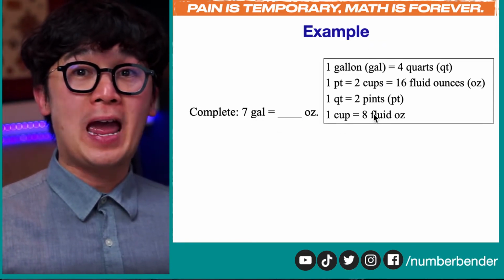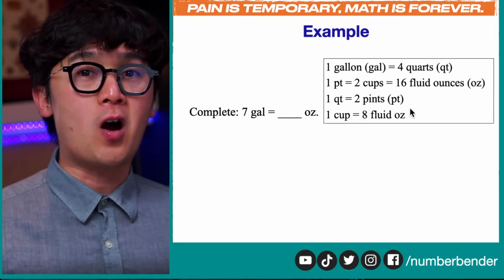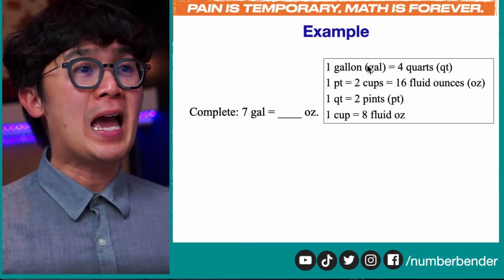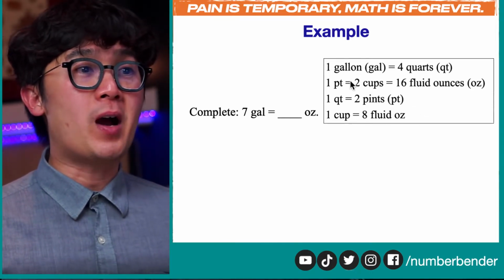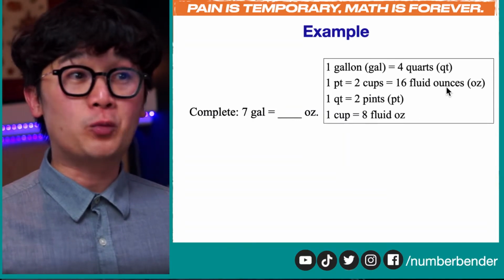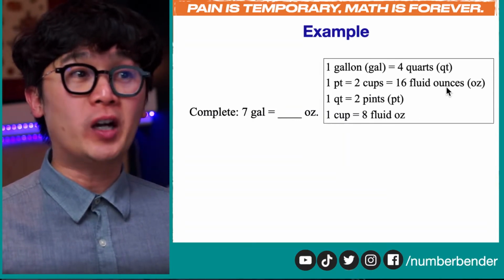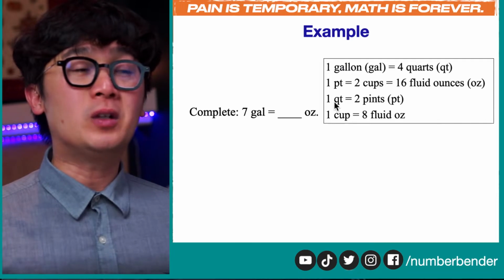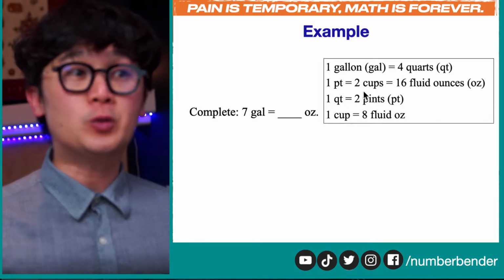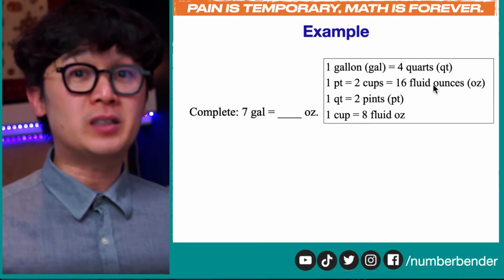Since we don't have the conversion factor here from gallons to ounces, but we have gallons to quarts and pints to ounces, we know that we need quarts to ounces, so we will change 1 quart, which is equal to 2 pints, in this particular measurement.